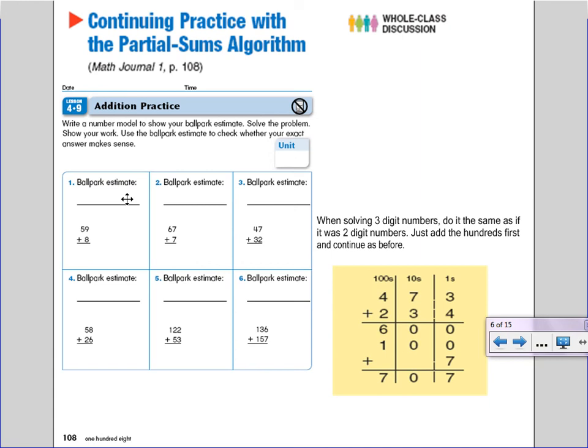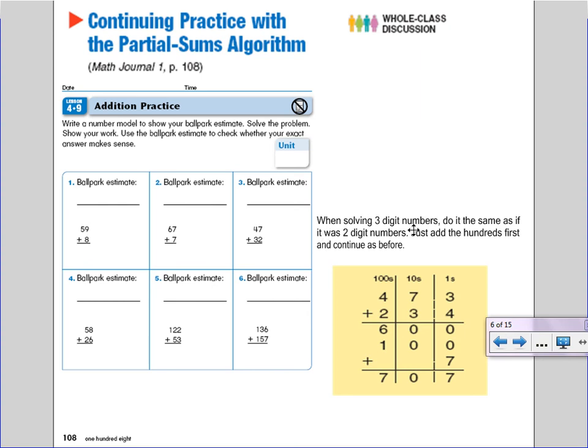Then you're going to solve the problem, and you're going to show your work right here, and you're going to solve the problem using the partial sums, where you add the ones, which is 9 plus 8, you write that right here. Then you add your tens, which looks like it's just that one number there. So you put that underneath the answer there and add them together, and that is your answer. You're going to do 2, 3, 4, 5, and 6, just like what I just shared there.